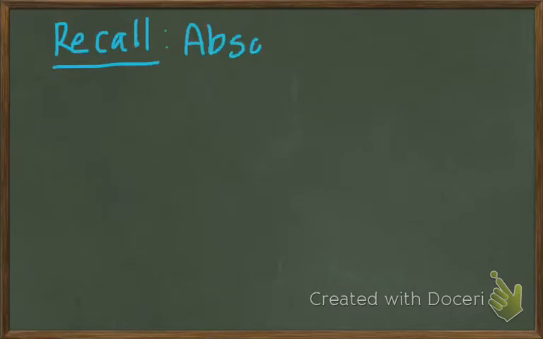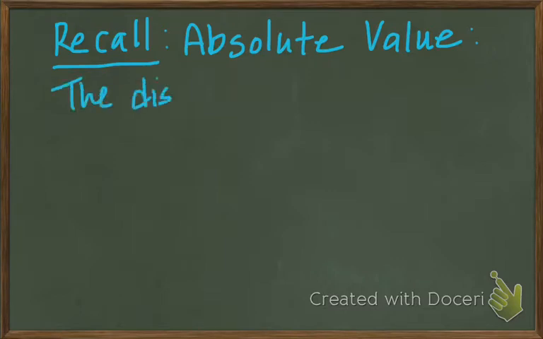In the first part of 3.7, we're going to talk about solving absolute value equations. So before we talk about solving absolute value equations, just recall absolute value. Absolute value is the distance from 0 to a number. Distance is always positive.